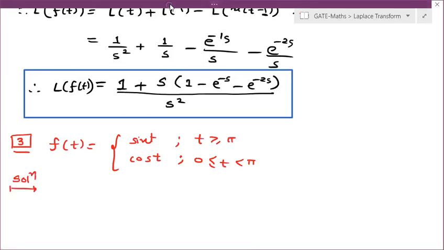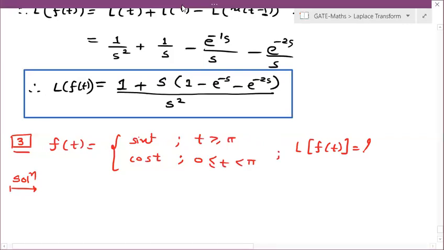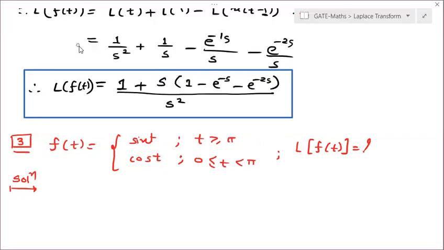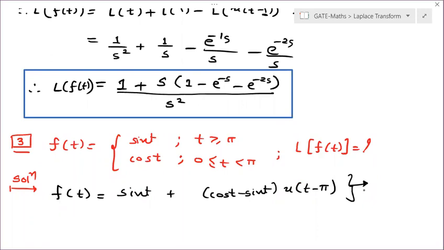Okay, so here also our aim is to find Laplace of f of t. How can we find it, using the same formula? Can I write this f of t as f1, that is sin t, plus (cos t minus sin t) into u of t minus pi? Is it right? Can I proceed like this? Please give me some response. Is it right or not? Type in the chat box.